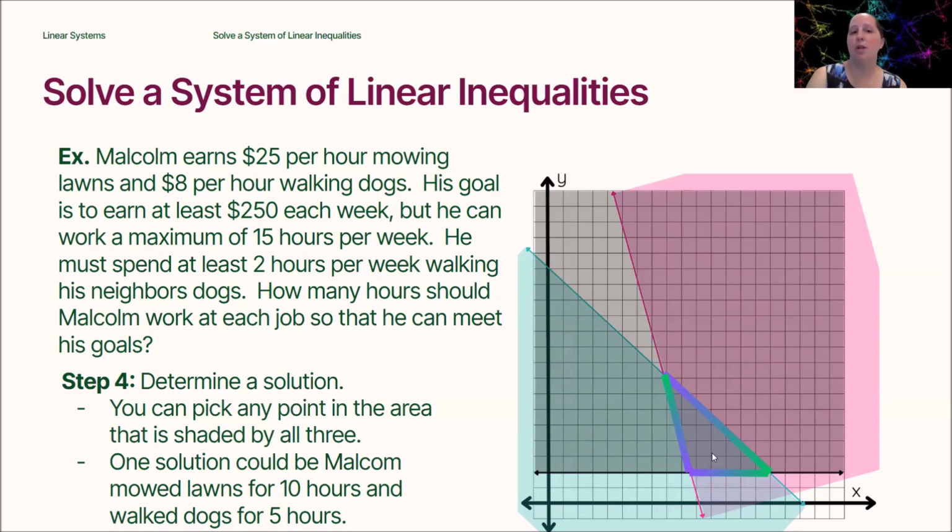Okay. So one solution could be that Malcolm mowed lawns for 10 hours and walked dogs for 5 hours. So you can use any of these solutions in here. Any of them would be correct solutions. So 1, 2, 3. So that's the 10. You could do 10 and 3, 10 and 4, 10 and 5, 10 and 6. Okay. So any of those would be solutions you could do.